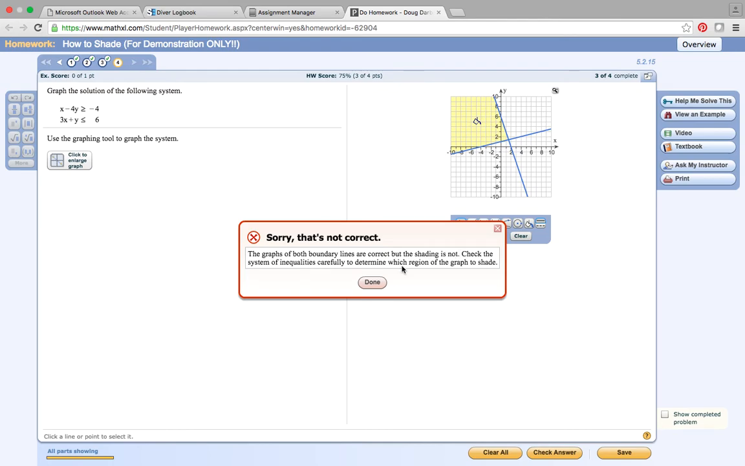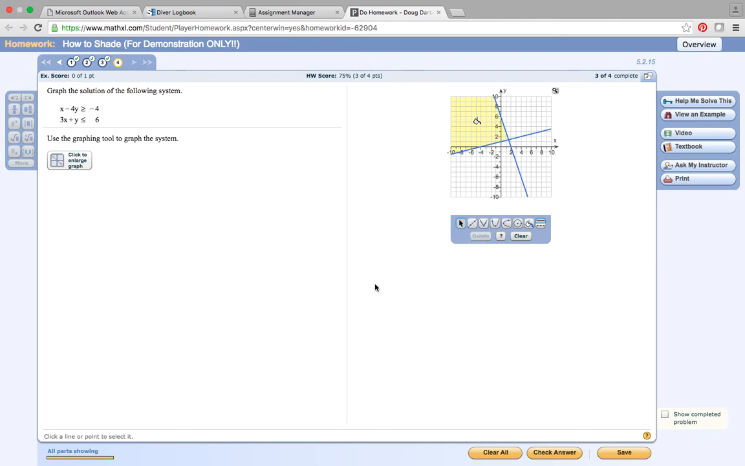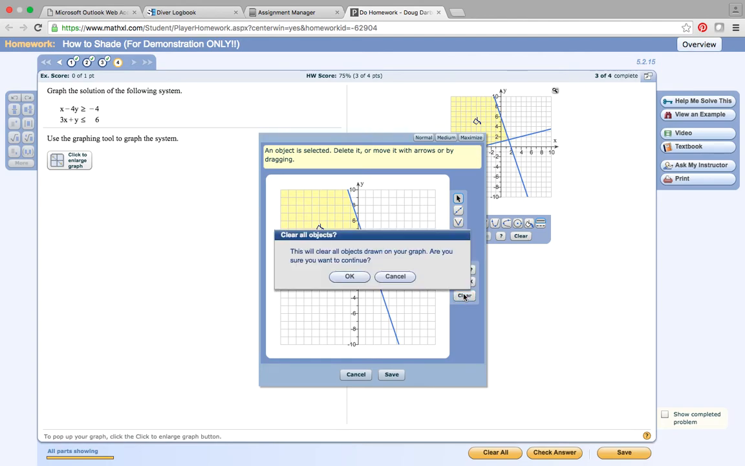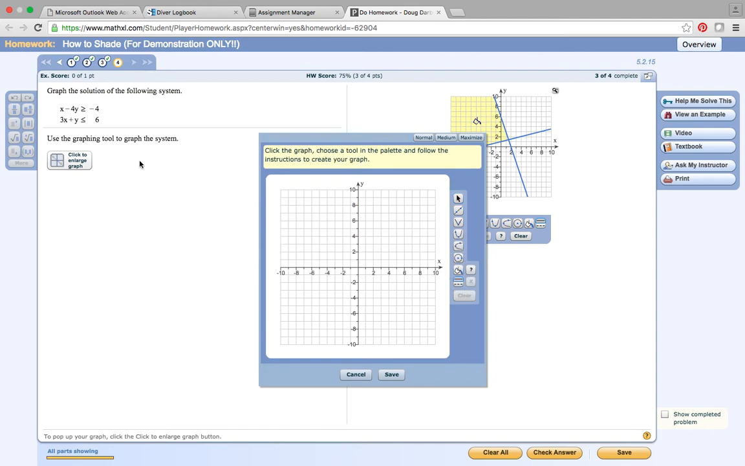The shading is not correct. So let's go back and see. Let's clear this out. Well, let's make this larger. Now, what did we do wrong? I didn't think that was the area that I shaded. All right, let's just clear this out. That's kind of weird. I thought I had that right.